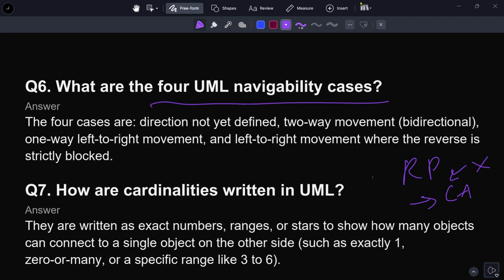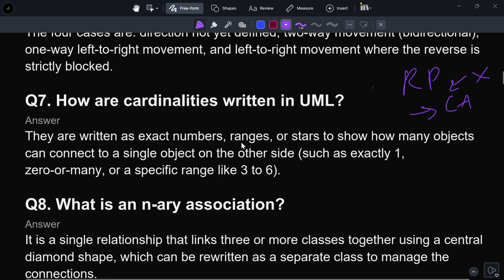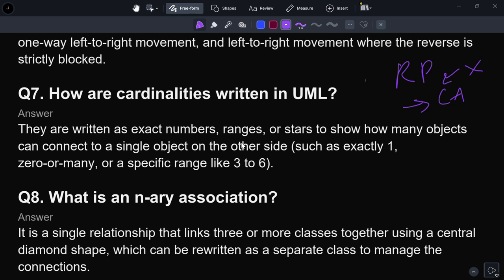And if we try to look at the next, what cardinality is written in UML, we will understand exactly one. So for example, one bank account: a physical debit card must be linked to exactly one specific bank account. It cannot float around unlinked or belong to two accounts simultaneously. So it cannot be linked to two accounts. One bank account is linked to only one.